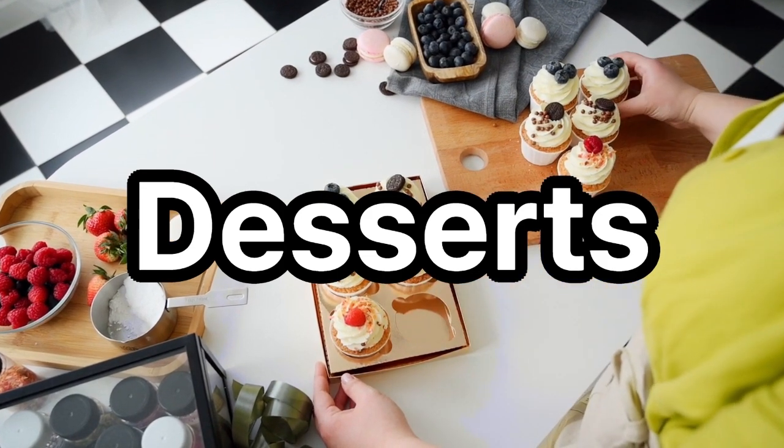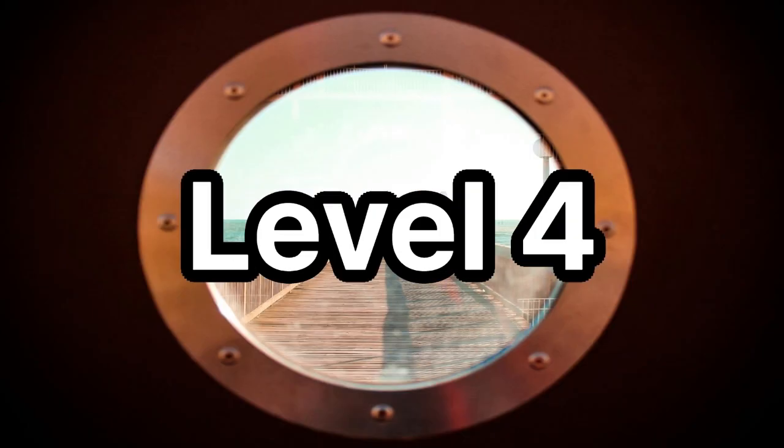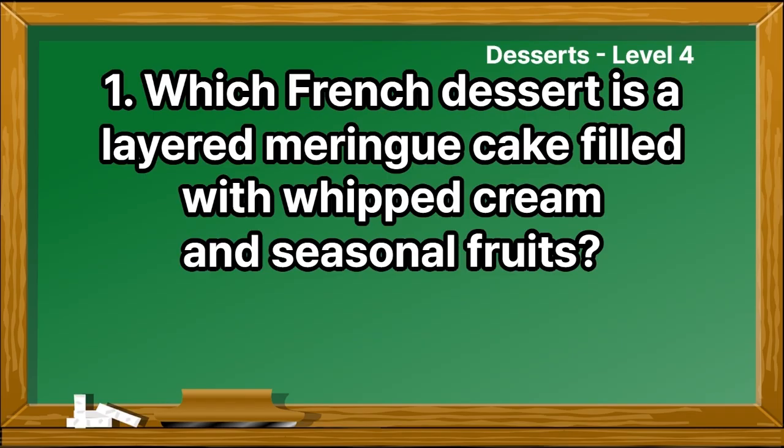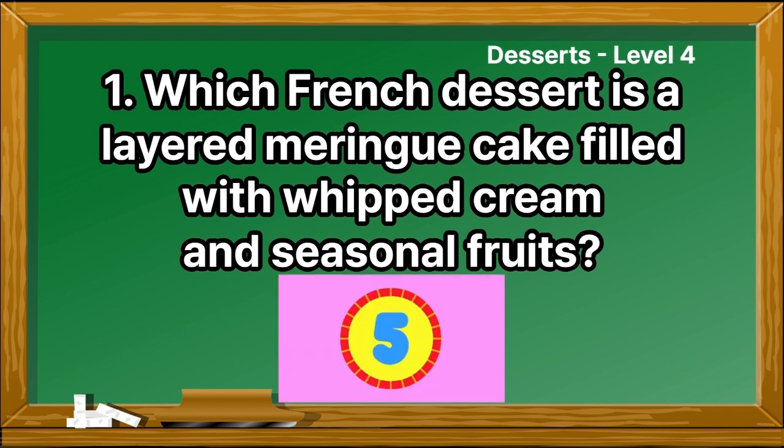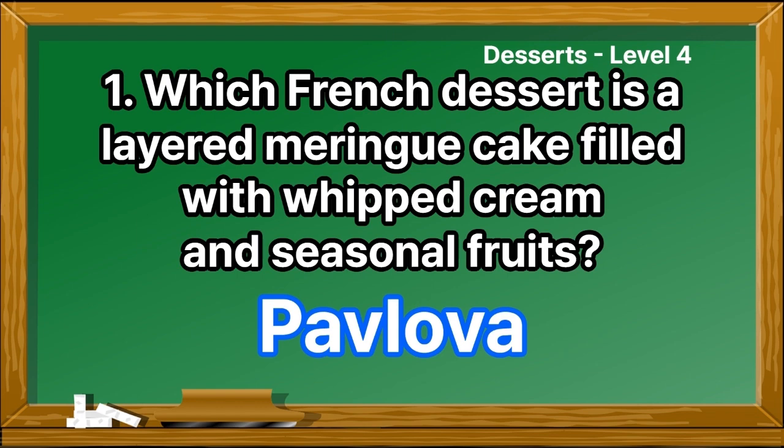Desserts. Level 4. Which French dessert is a layered meringue cake filled with whipped cream and seasonal fruits? Pavlova.